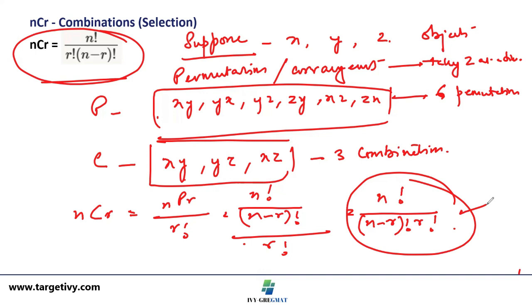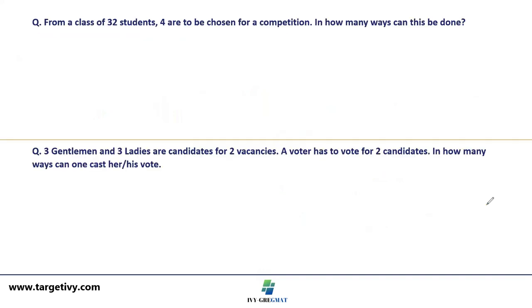Let us see a few questions that will answer, or rather bolster our understanding or support whatever we have learned. From a class of 32 students, 4 are chosen for a competition. In how many ways can this be done?